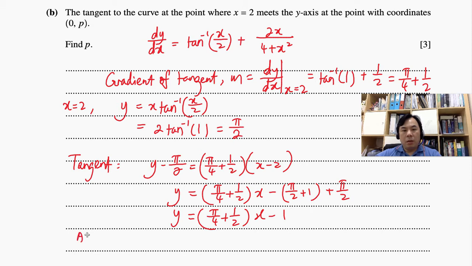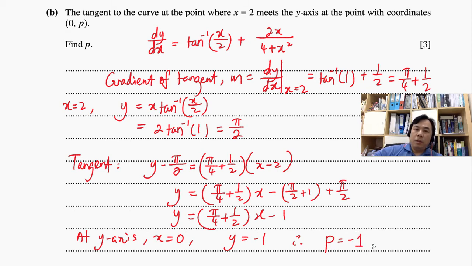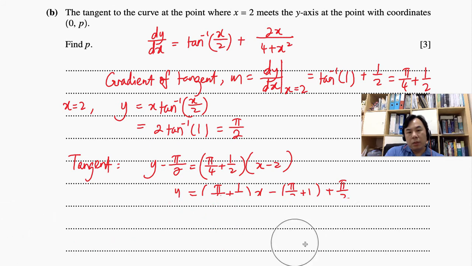This tangent meets the y-axis. So at the y-axis, x is equal to 0. So you let x equal to 0, y is equal to negative 1. Therefore, the p value must be equal to negative 1. Now I hope that's clear. Okay, now I'm going to move on to the next one.